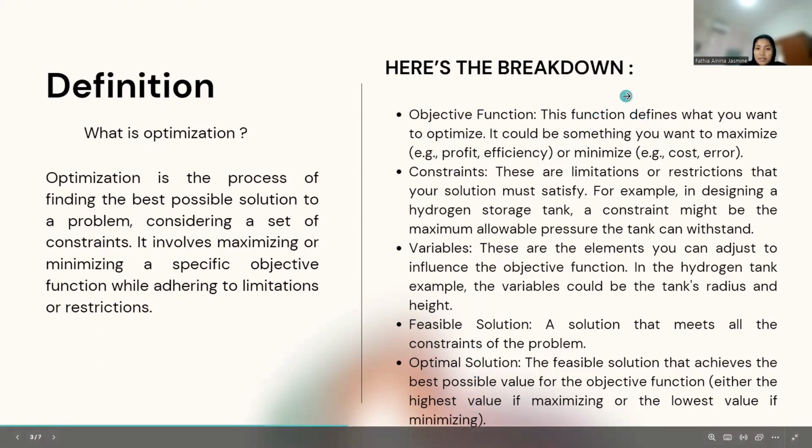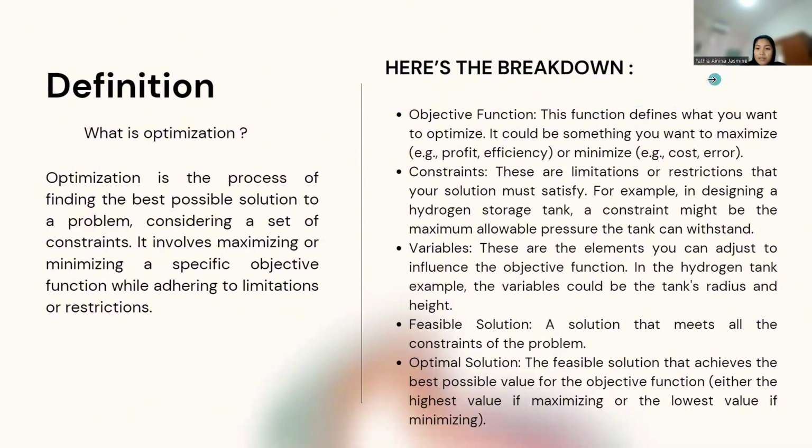So the breakdown is: objective function. This is to define what you want to optimize. And then constraints. These are limitations or restrictions that your solution must satisfy. Variables. These are the elements you can adjust to influence the objective function. And then feasible solution, a solution that meets all the constraints of the problem. The last one is optimal solution, the feasible solution that achieves the best possible value for the objective function.